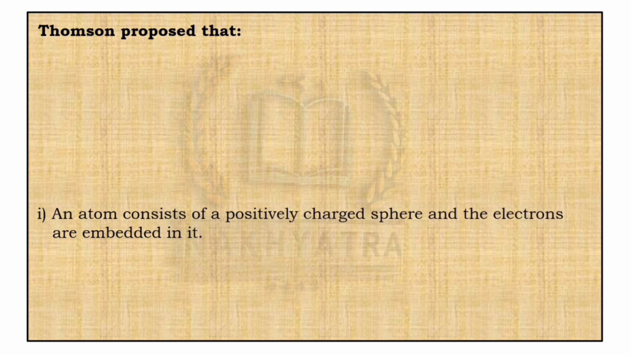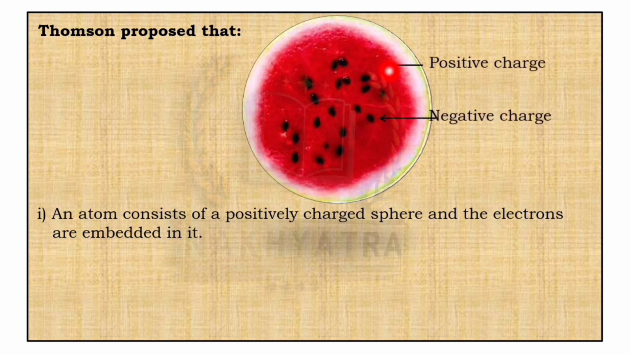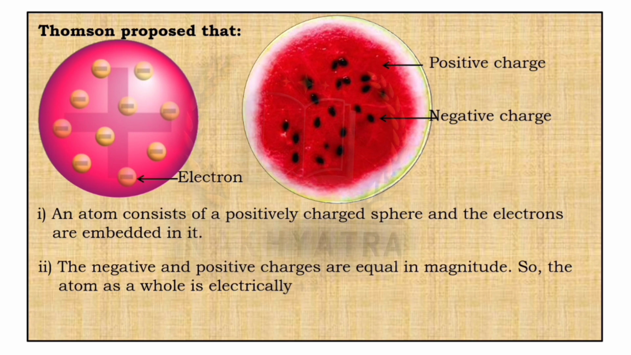Thomson proposed that an atom consists of a positively charged sphere and the electrons are embedded in it. So it is similar to a watermelon. This is the positive charge and the seeds are the negative charge, that means the electrons. The negative and positive charges are equal in magnitude, so the atom as a whole is electrically neutral. Neutral means there is no charge.